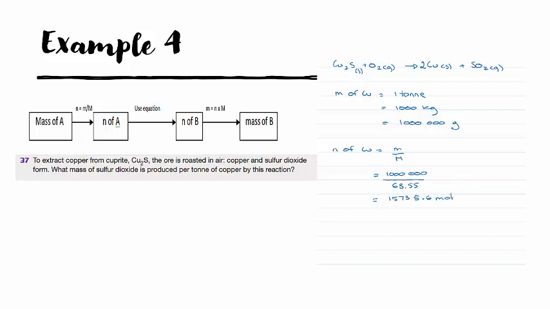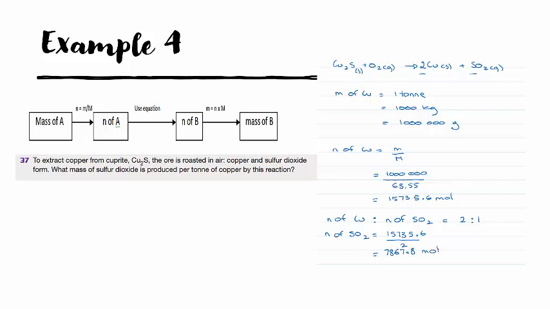Then we can go to the equation, and we can work out from the equation that the ratio of copper to sulfur dioxide is 2:1. So that means that the number of moles of sulfur dioxide will be half the number of moles of copper. That works out to be 7,867.8 moles.